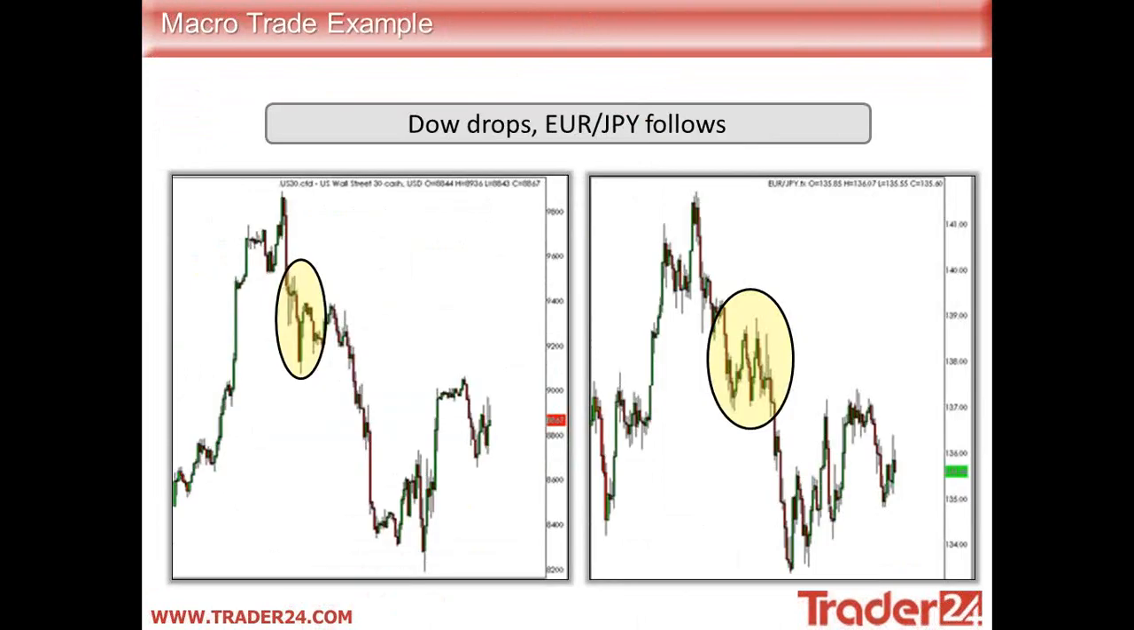All right, so here's a quick snapshot. What we're looking at here is the Dow Jones 30, or Wall Street, versus your Euro Yen. What we saw happening here was the Dow Jones dropping as a result of the economic factor that came out. As a result, the Euro Yen dropped as well. So there is correlation between those two entities as well.